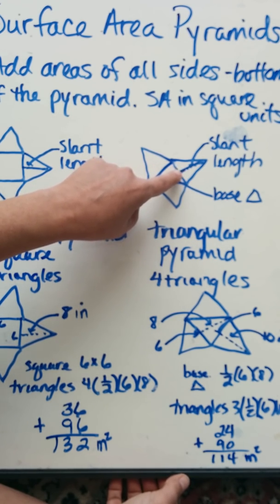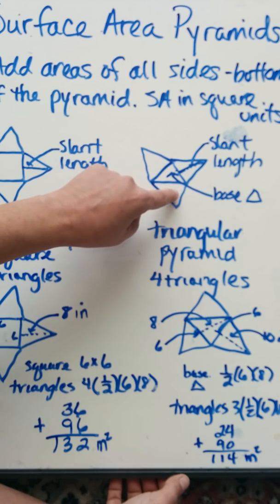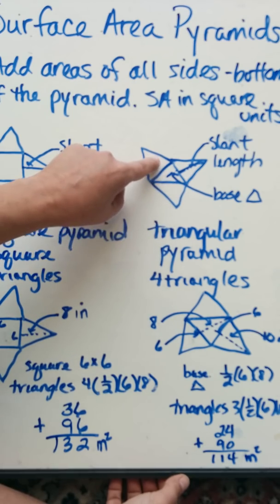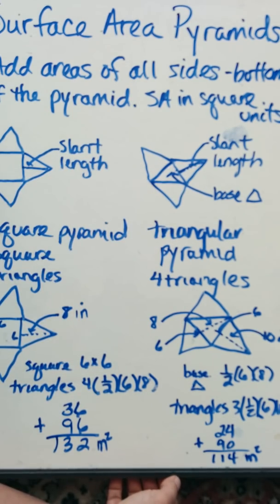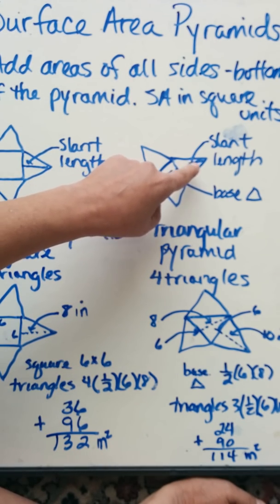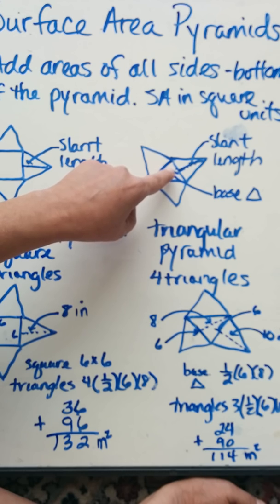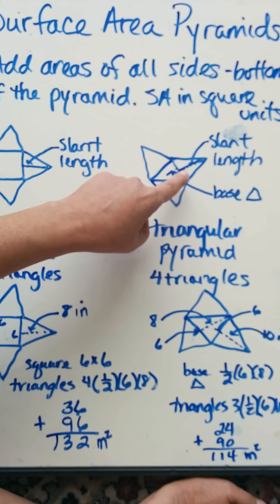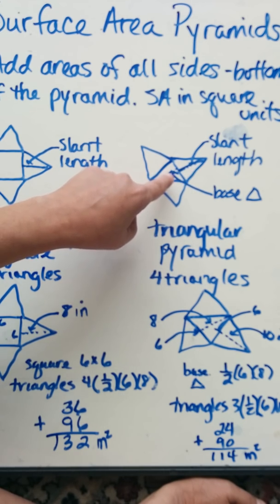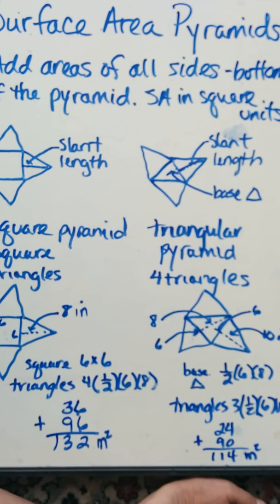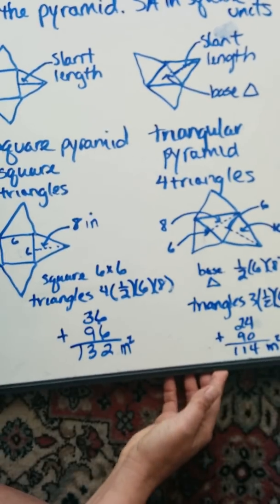But for these other 3 triangles, they will also all have the same base and the same height. So all these 3 triangles will also be the same. So you just find the triangle area for one, and you multiply it by 3, and add the base triangle. Again, the slant length for these triangular pyramids is also important. It's going to be different than the length for the base triangle. Let's look at some examples.